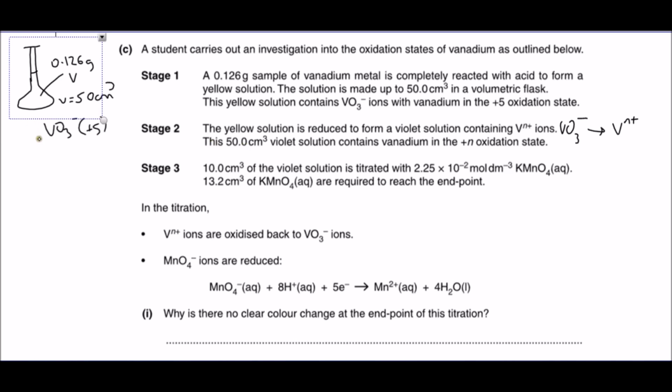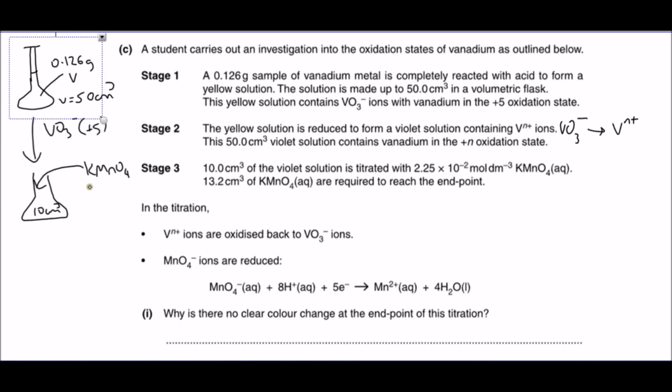Next, I'm going to take 10 centimeters cubed of this and put it into a conical flask and titrate it with manganate. So that's what's happening. I'll run through my picture again. It might help you to get used to doing this, and it might not. Try it and see. So I've got 0.126 grams of vanadium dissolved in this 50 centimeters cubed volumetric flask. Then I'm going to turn the VO3 minus into Vn+, and take 10 centimeters cubed of that solution and titrate it with potassium permanganate.